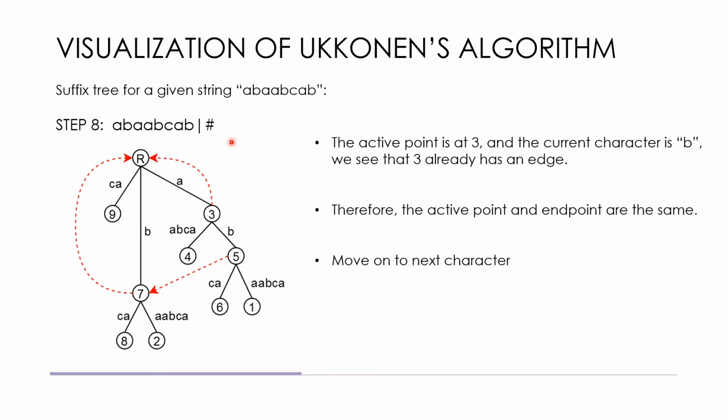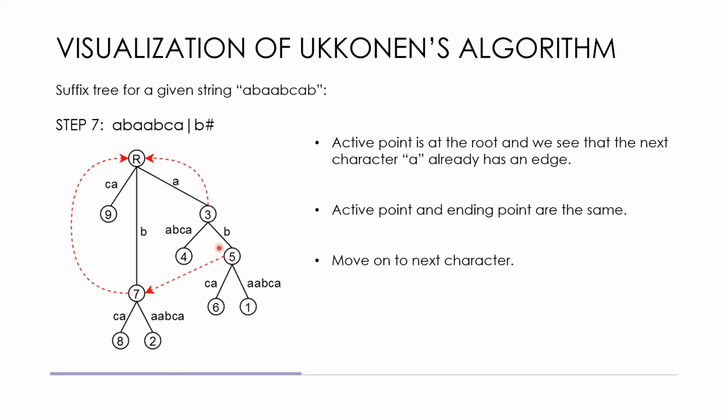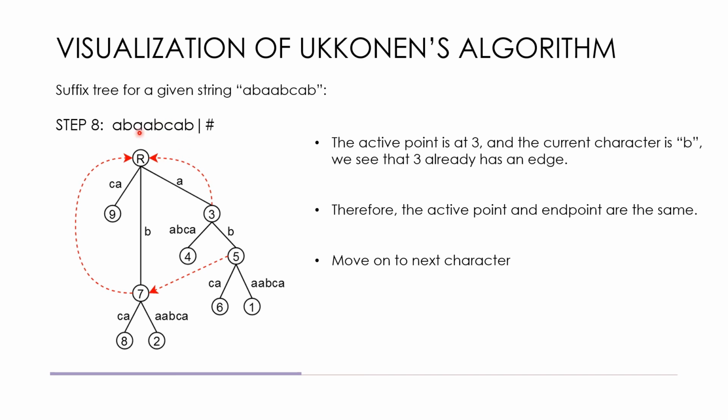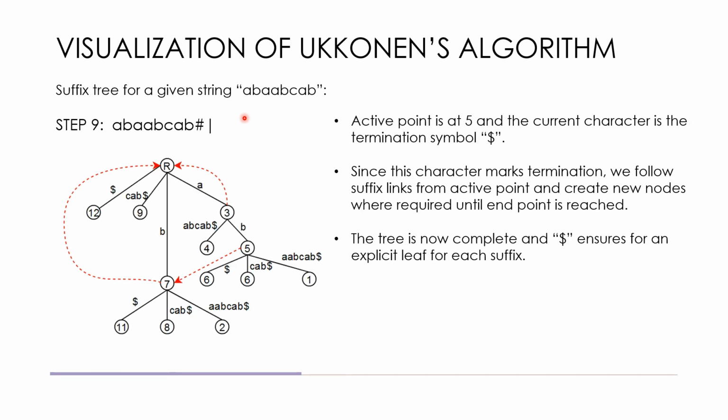Now we are at step number 8, and this is the last character in the string before the termination symbol, and this character is a B. We see that node 3 has a transition with B, and this means that our active point and endpoint are the same because we don't have to do anything else. This is basically repeating the same process as in step number 7. And we can move on to the last piece of the string, which is the termination symbol.